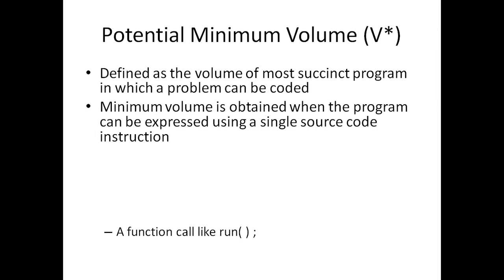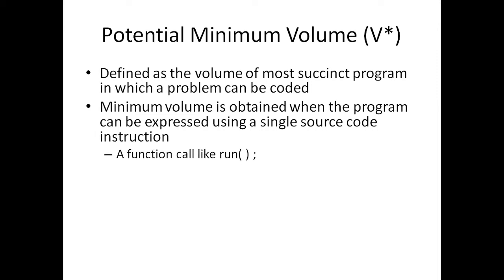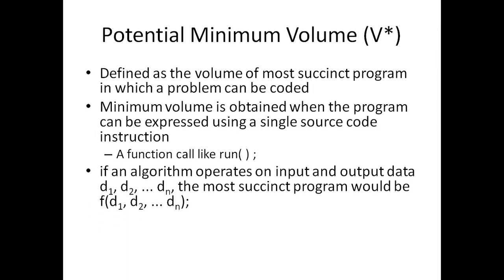potential minimum volume. So a function call like run or the main call is a single line of code. So it represents the whole code, and that represents the potential minimum volume. If an algorithm operates on input and output data, D1, D2, etc., Dn, the most succinct program would be f of D1, D2, etc., Dn and semicolon. If it is in C, it will be like this, f of D1, D2. These are the parameters that will be passed.